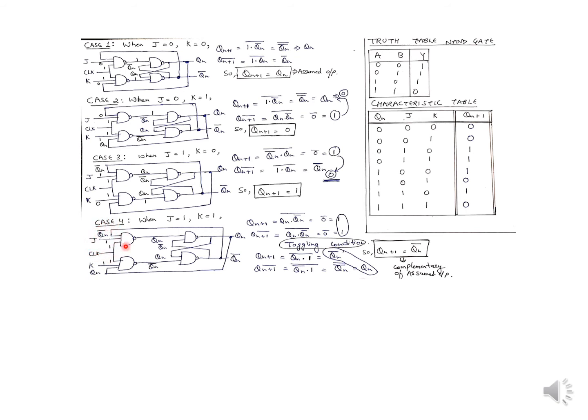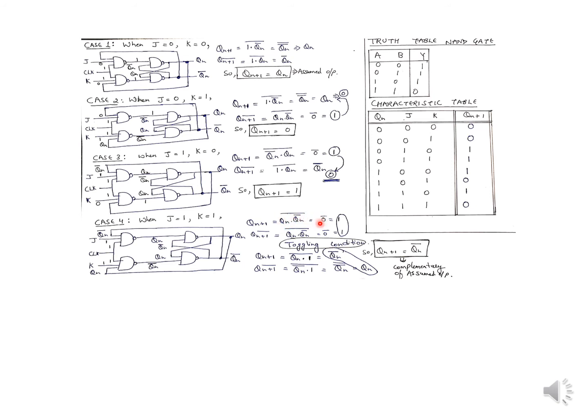So what will be the output at this NAND gate? The output will be 1 into Qn bar whole bar, so it will be Qn. Okay, what will be the output here? 1 into Qn whole bar. So the output will be Qn bar to this NAND gate, and the feedback is here Qn bar and the feedback is here Qn. Now we can find the Qn plus 1 first. So it will be Qn into Qn bar, Qn into Qn bar whole bar.